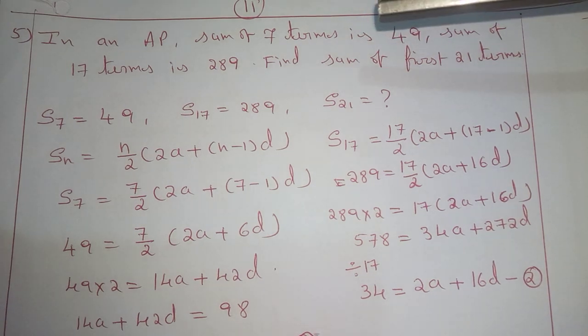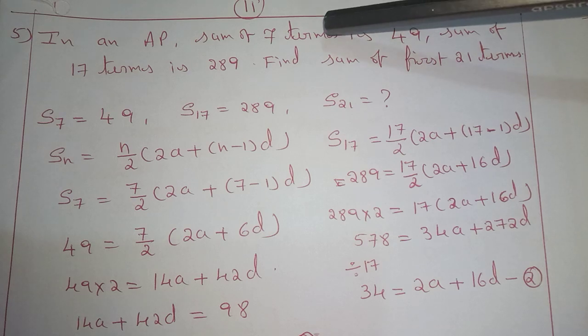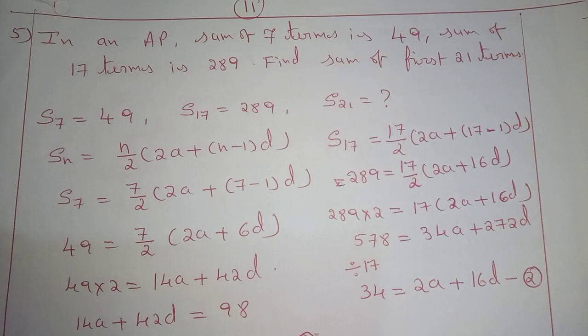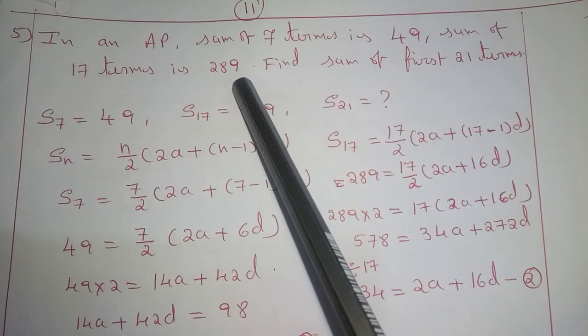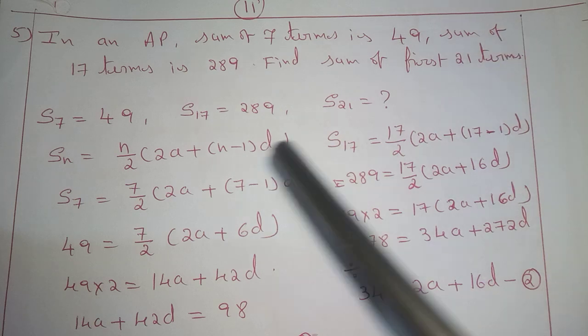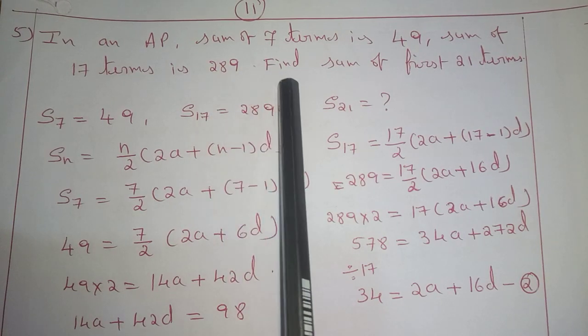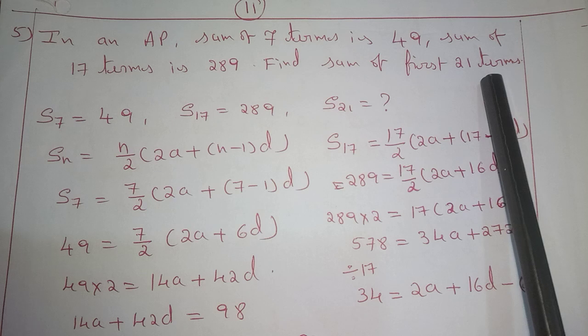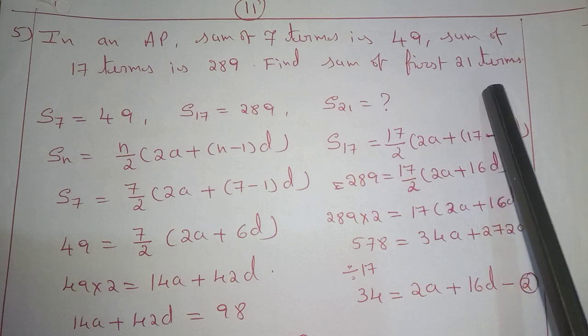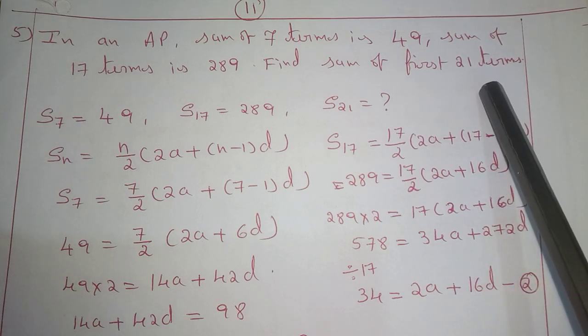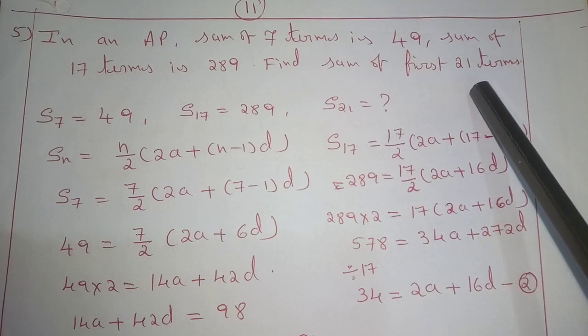In an AP, the sum of 7 terms is 49. The sum of 17 terms is 289. Find the sum of first 21 terms.